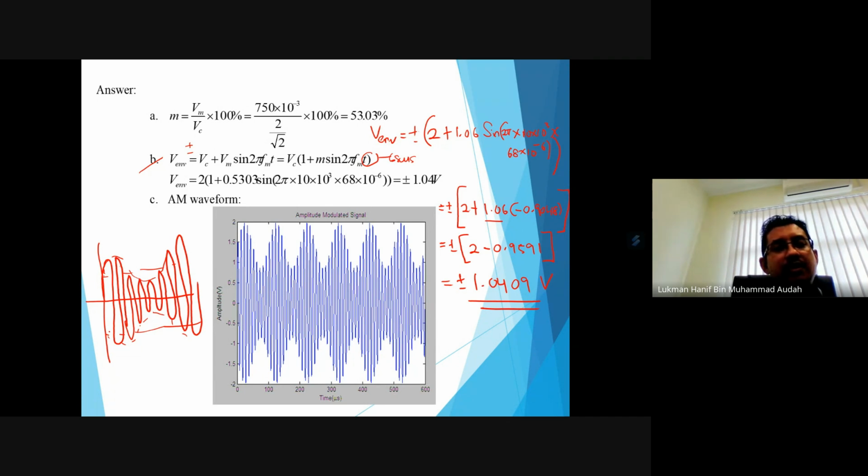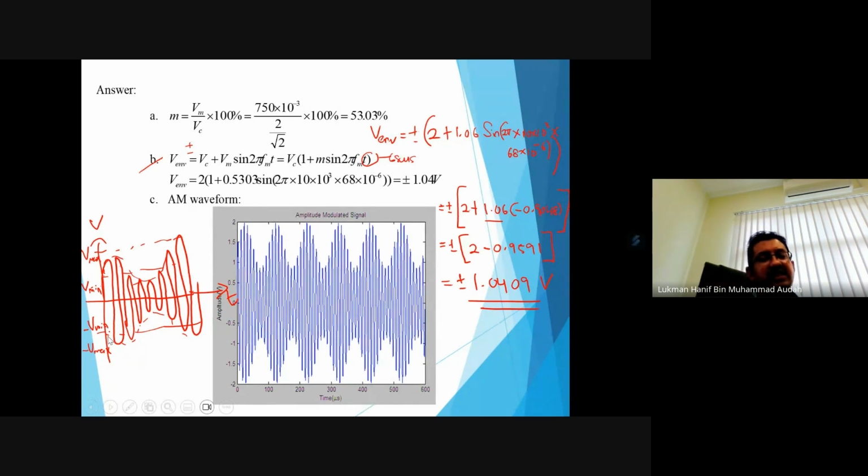Okay, and as I said, you have to label V versus time. Label the peak amplitude Vmax and also the Vmin. This is minus Vmax, and this is minus Vmin. Then complete. So actually you can determine the Vmax and Vmin.